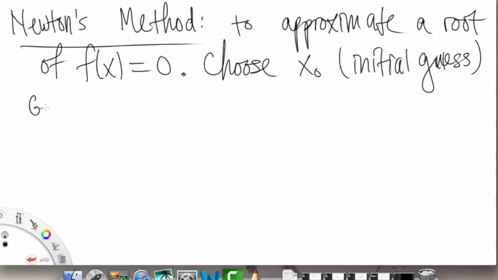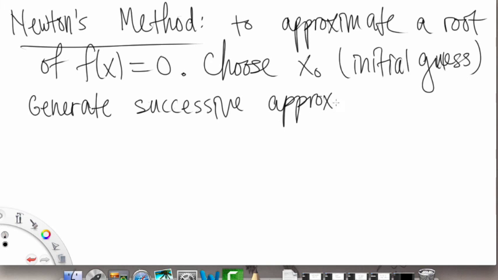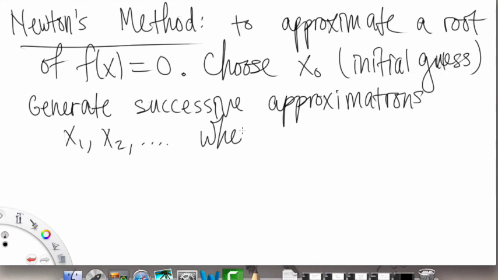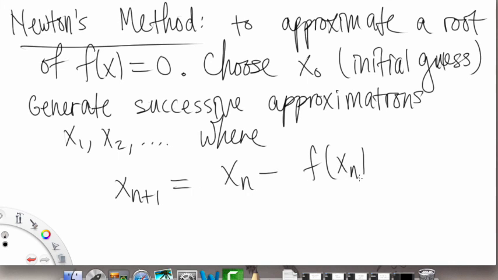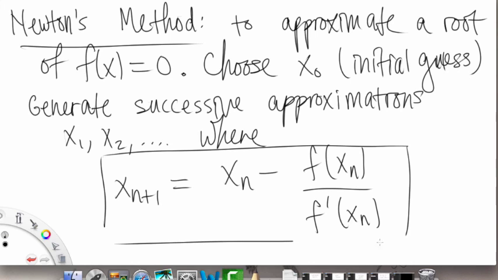And then we're going to generate the following terms, which they call successive approximations. So everything coming after that initial guess, right? Successive approximations called x sub 1, x sub 2, x sub 3, and so on and so forth, where, and I'm going to write our pattern formula, x sub n plus 1 is equal to x sub n minus f of x sub n over f prime of that x sub n. Okay, so that's our all-important formula for Newton's method.